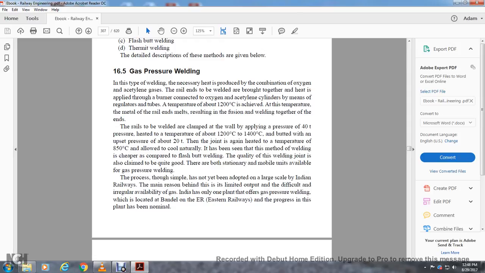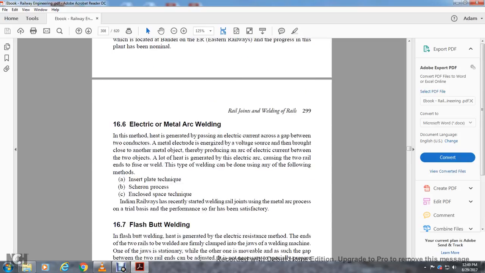Both stationary and mobile units are available with the gas pressure welding process, but it has not been adopted on a large scale on Indian railways. The main reason behind the limited use is the difficulty in the availability of the gas. India has only one plant that offers gas pressure welding, which is located in Bandel on Eastern Railways. The progress of this plant is nominal.